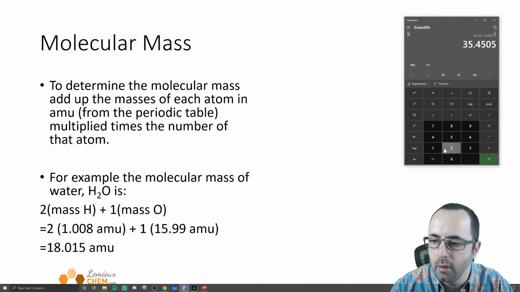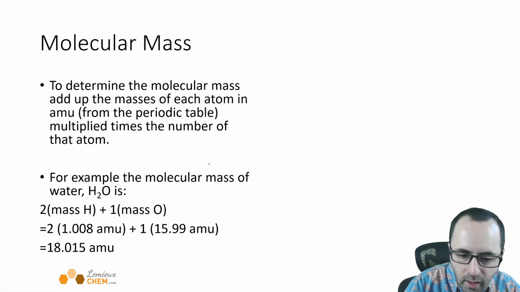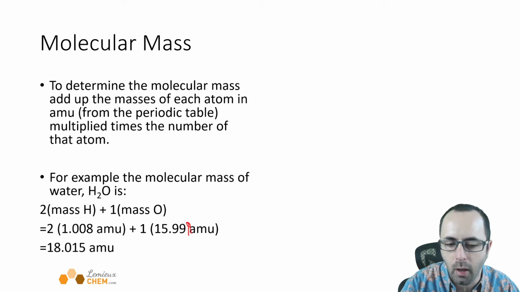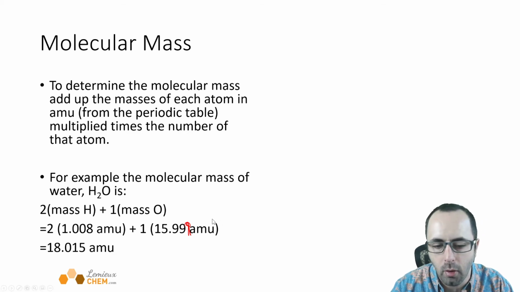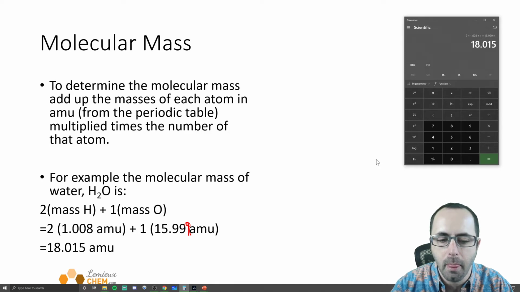The calculator here. 2 times 1.008 plus 1 times 15.99. Oh, I forgot my 9, that's why. There should be a 9 here. Let me add that. And we'll see, we'll have ways of deciding how many of these numbers from the periodic table we want to write. We don't always have to write them all, even though I am doing it this time. So 2 times 1.008 plus 1 times 15.999 equals 18.015 AMUs.